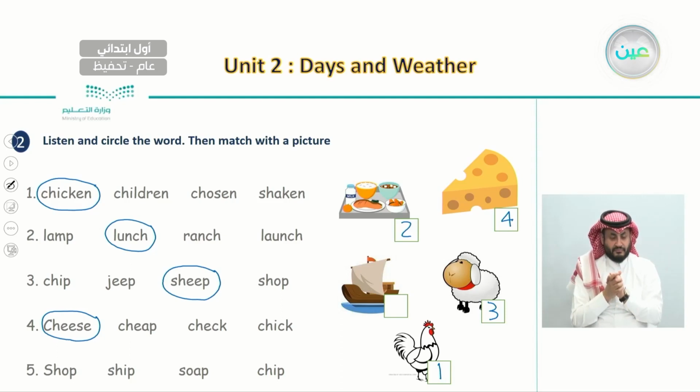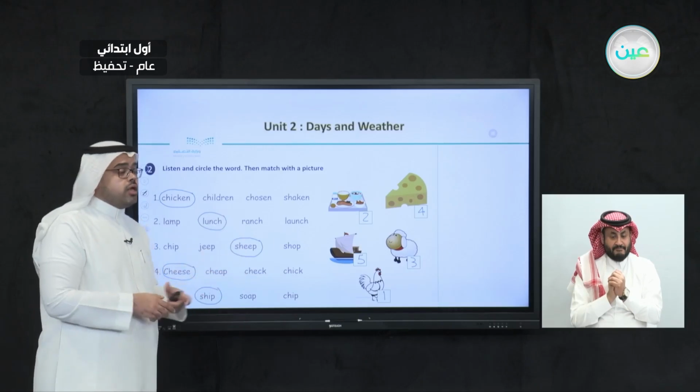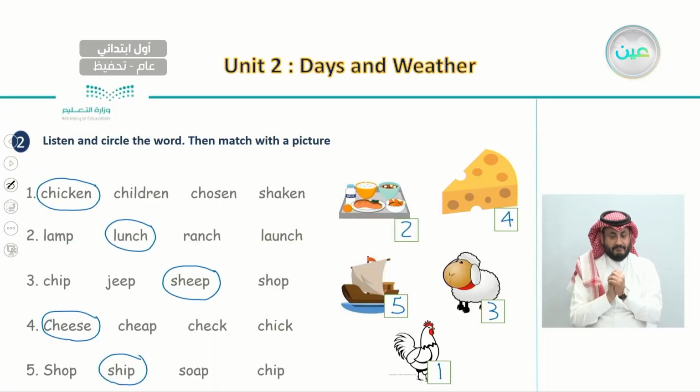ship. Ship. Say after me, ship. So ship is the second one. Very good. So here we go to the picture of a ship and here we write number five. So here you go. This is what we did: we listened to the words chicken, lunch, sheep, cheese, and ship. And after this, we went to the pictures and we matched them.